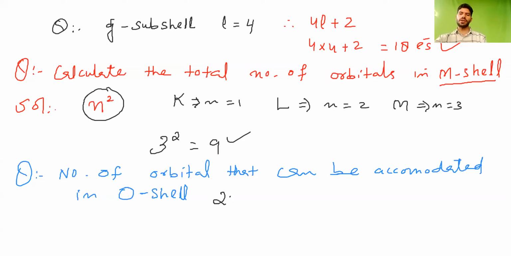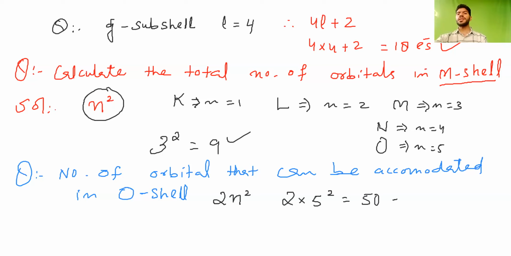The formula is 2n square, right? For M, the n value is 3. For N, the n value is 4. And for O, what will be the n value? The n value will be 5. So that means you will write 2 into 5 square. 5 square is 25, and 25 into 2 is 50. So that means 50 electrons can be accommodated in O shell.